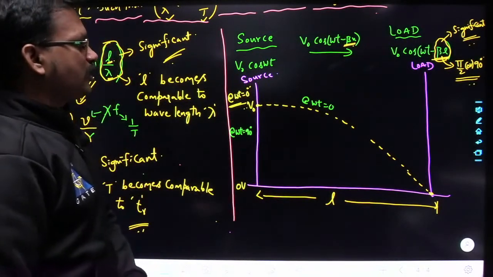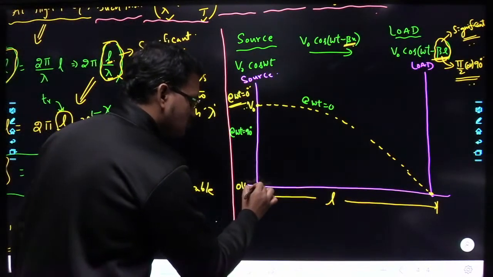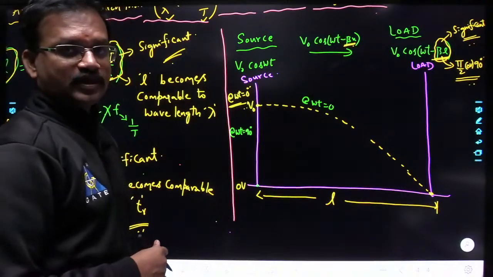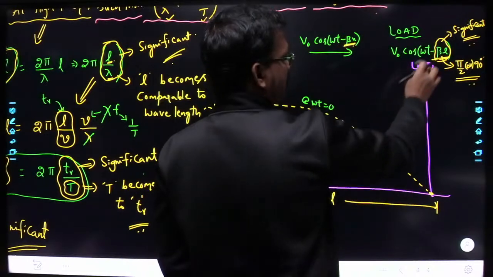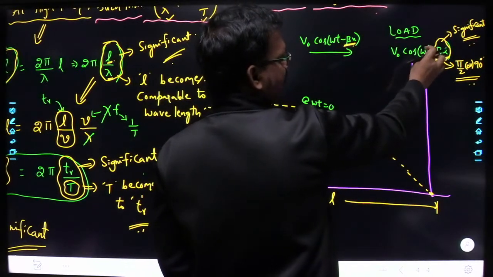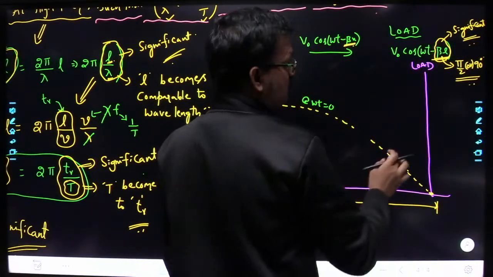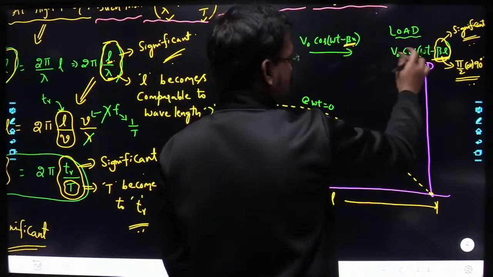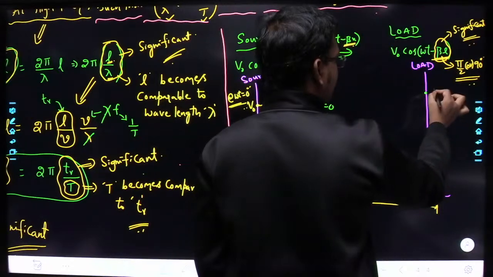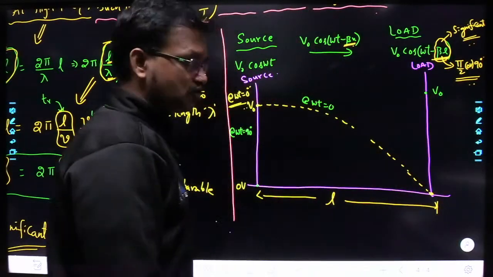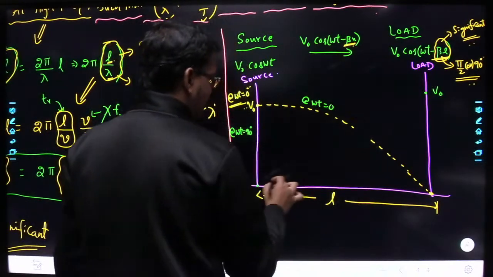At omega t equal to 90 degrees, what is the value of the voltage at the source? It will be 0. Next, what is the value of the voltage at the load when omega t equal to 90 degrees? 90 minus beta L, and beta L is 90, so 90 minus 90 becomes 0. So cos 0, and cos 0 is 1. So the voltage at the load will be V naught. So the voltage at the source will be 0, and the voltage at the load will be V naught.